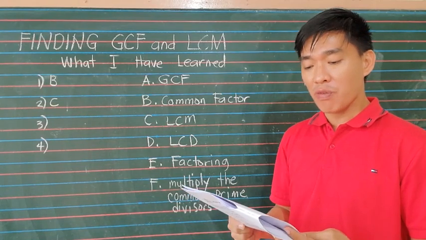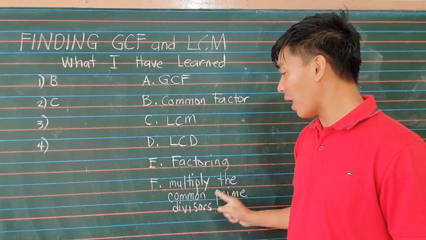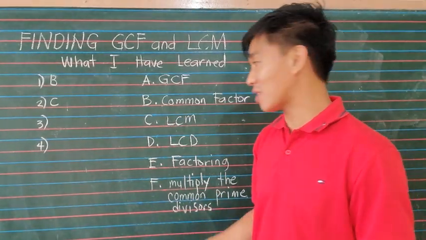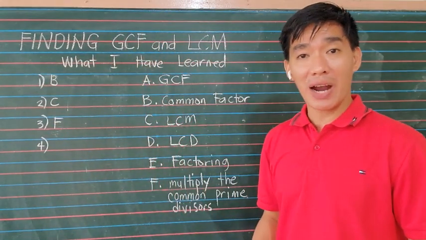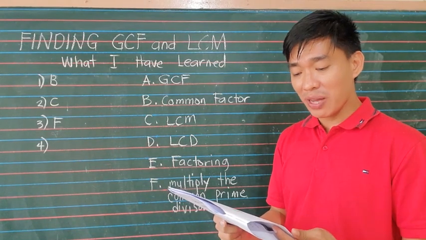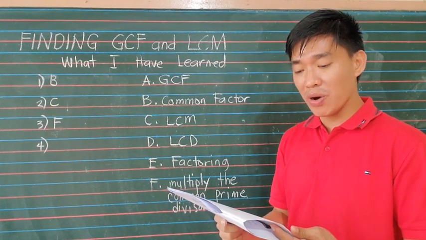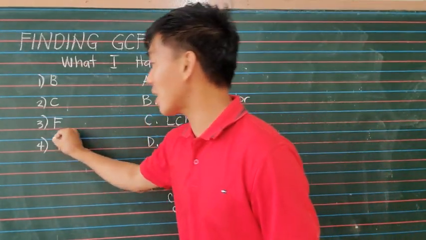For item number 3, this is done to determine the LCM of 2 to 4 numbers using continuous division for all the numbers in the set. All you have to do is to multiply the common prime divisors. So that's letter F. And finally, for item number 4, the greatest factor that 2 or more numbers share, that is what we call the GCF, letter A.